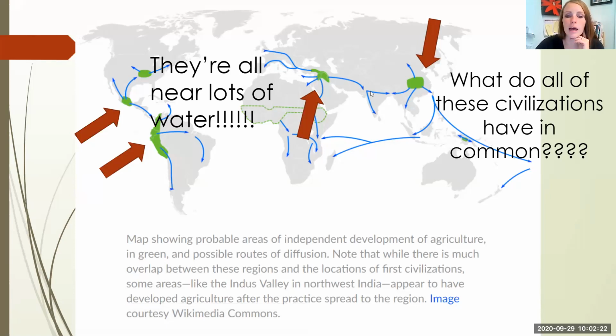So this is China, this is the Indus River, this is Mesopotamia, here's Egypt, here's Greece, here's Inca, and actually right here, this is Aztec, but we're not quizzing on that. Right here is Maya, and that's Mississippi.